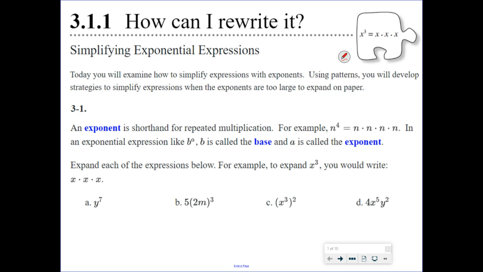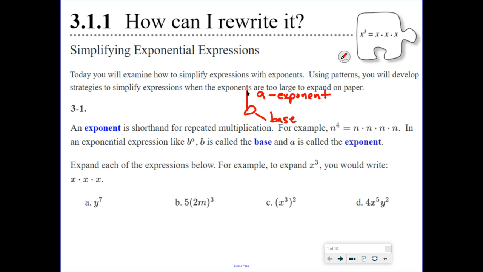Problem 3-1, and write these down on your paper, okay? Problem 3-1. An exponent is shorthand for repeated multiplication. For example, n to the fourth power means n times n times n times n. In an exponential expression like b to the power of a, b is called the base and a is called the exponent. Please write that down. b to the power of a, this is your base, and this is called your exponent. Write it down. Okay? Expand each of the expressions below. For example, to expand x to the third power, you would write x times x times x.